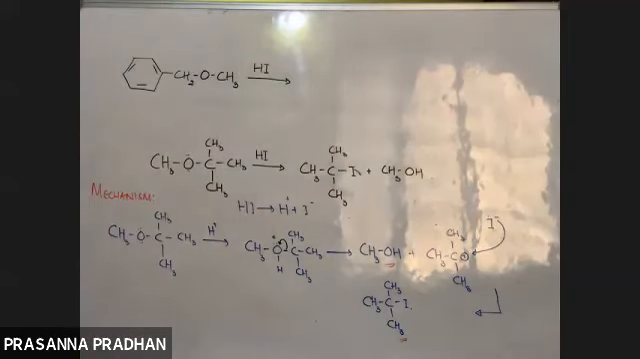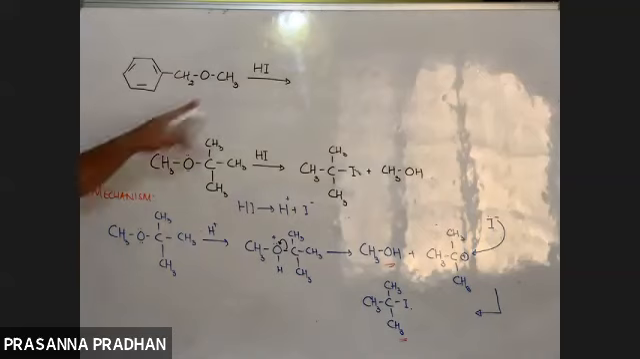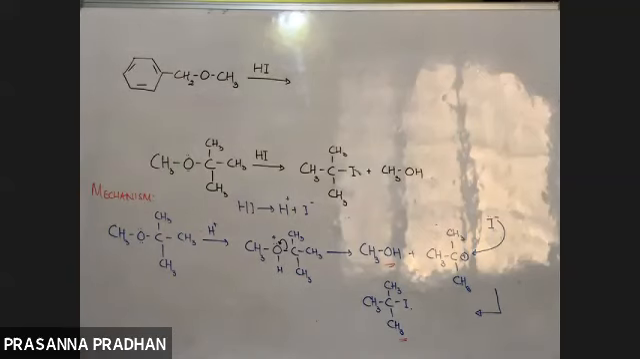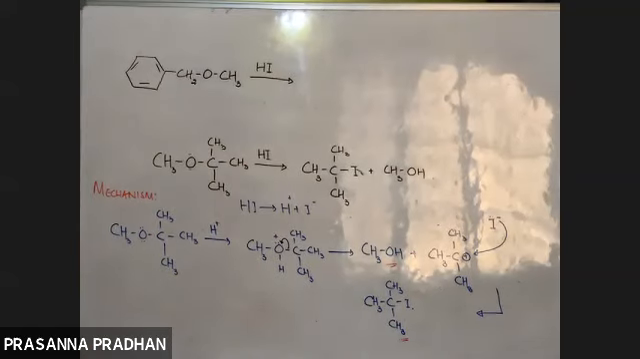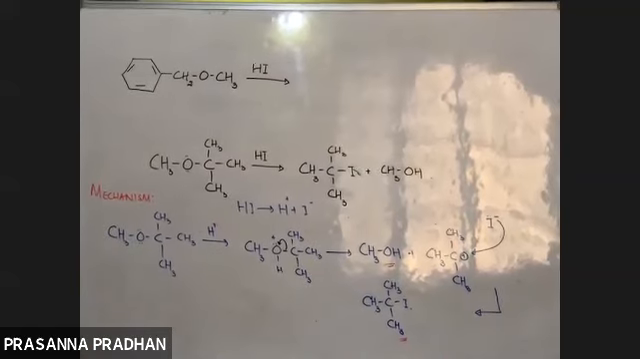Now, what do you think will be the product? Now, there might be a confusion. You'll tend to think that both the alkyl groups are primary, so methyl, the smaller alkyl group, will form a bond with halide. We tend to think in this way. Now, let us observe this question more closely.